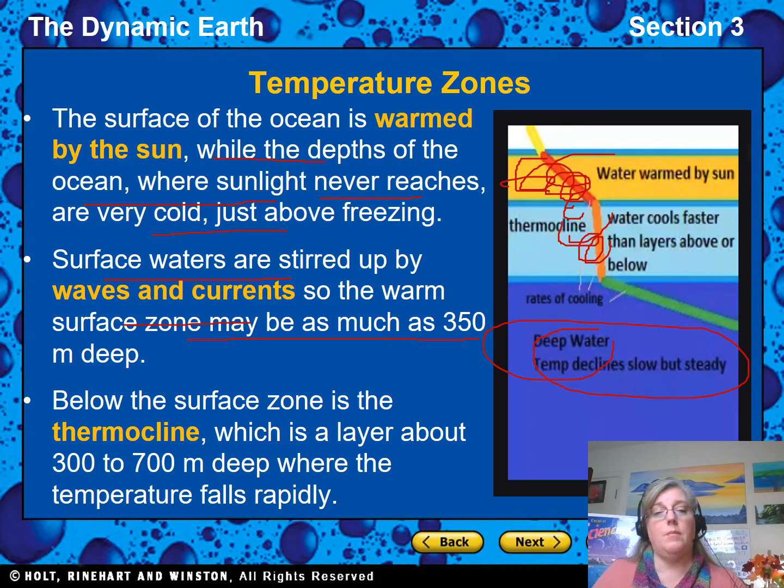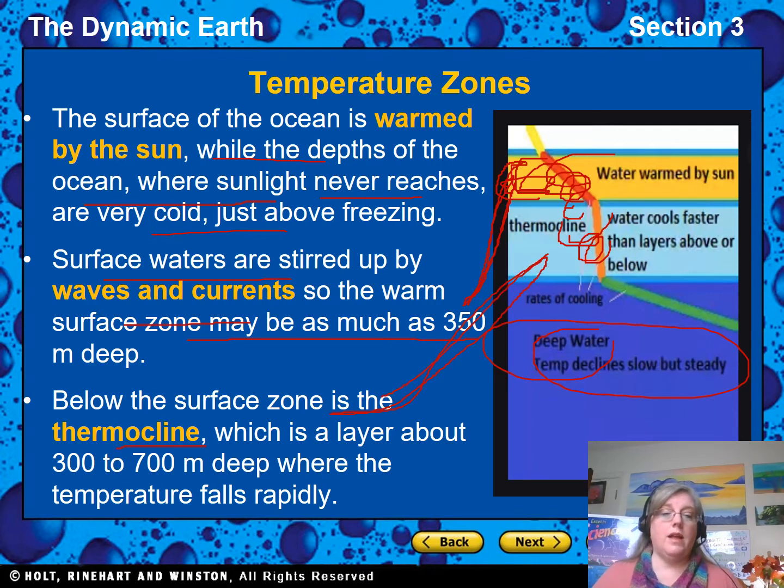This doesn't have any numbers to tell you how deep this is, but it might be as much as 350 meters, this warm water, depending on how much gets stirred up by the waves and the currents that mixes up this warm level. But then below that is this thermocline. That's this light blue layer.